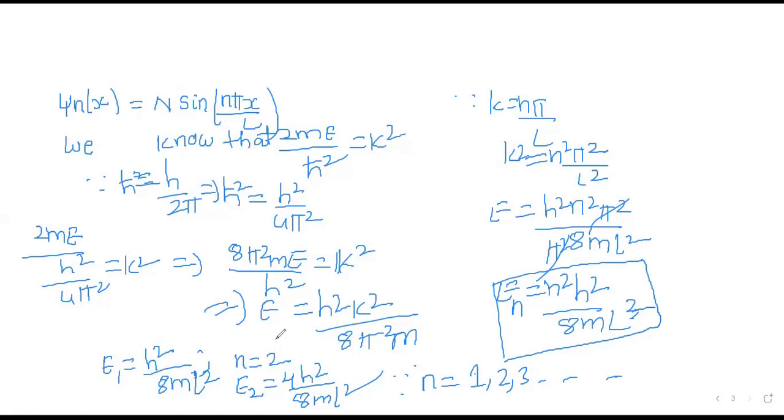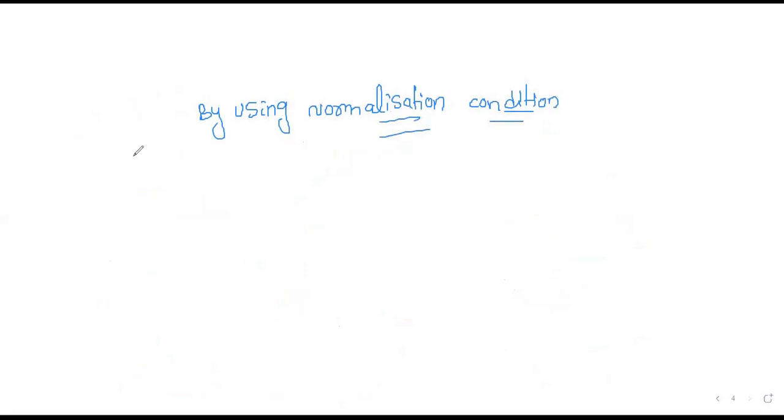Now we need to calculate what is actually the value of N. So how will we calculate this N? By using the normalization condition. We have seen it in the wave function properties, right? So there is a normalization condition. The integral runs from 0 to L, since the potential box limit is 0 to L.